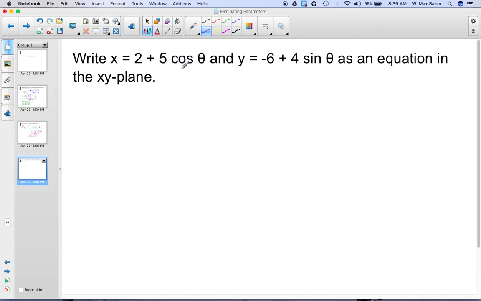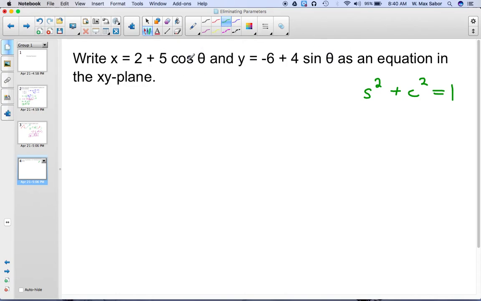Write x equals 2 plus 5 cosine theta and y equals negative 6 plus 4 sine theta as an equation in the xy plane. Whenever we have both of them being sine and cosine, the easiest way to eliminate the parameter is to try to set up one of the trig identities, something like sine squared plus cosine squared equals 1. So that's what I'm going to do here. It is possible to do it in other ways by, say, getting cosine theta by itself, taking the arc cosine of both sides and substituting that in.